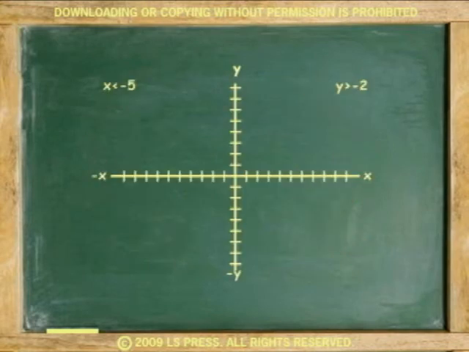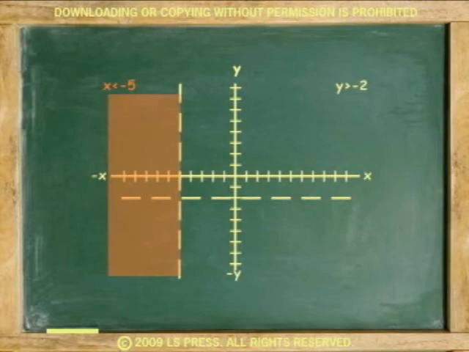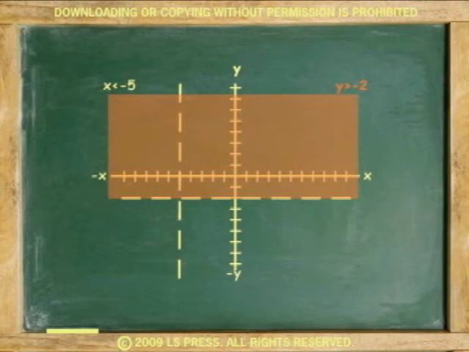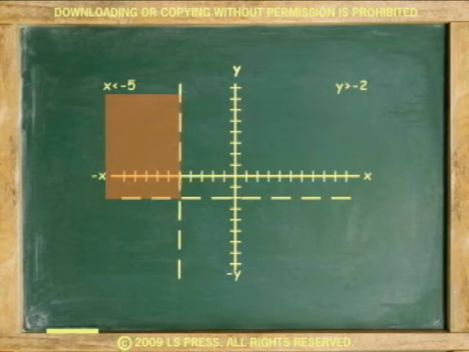Another example, find the solution region for x is less than negative 5 and y is greater than negative 2. The first inequality is to the left of the vertical line. X is less, to the left. The second inequality is above the horizontal line. Y is greater, over the horizontal. Because the inequalities are less than and greater than, dashed lines apply. The region is the answer.